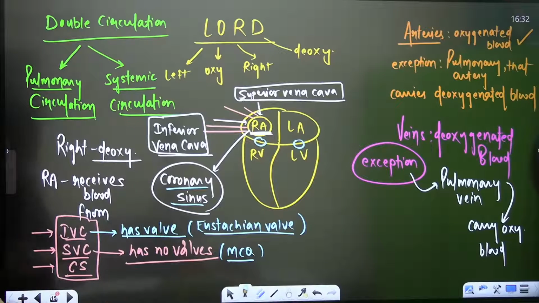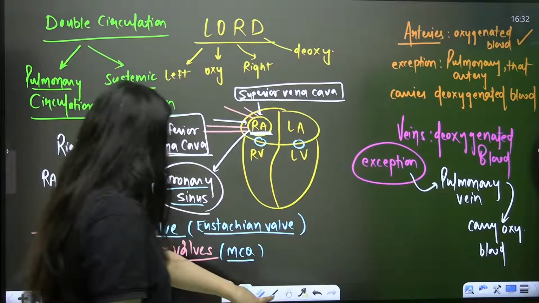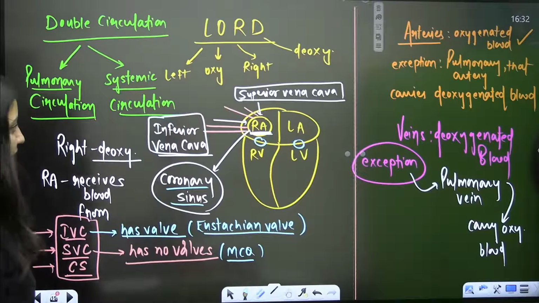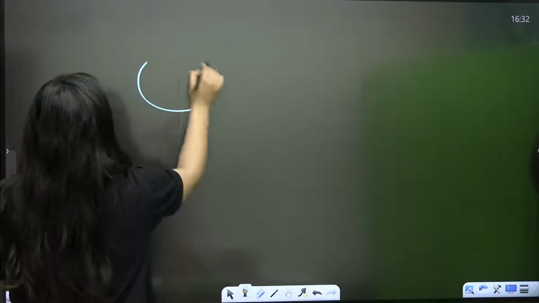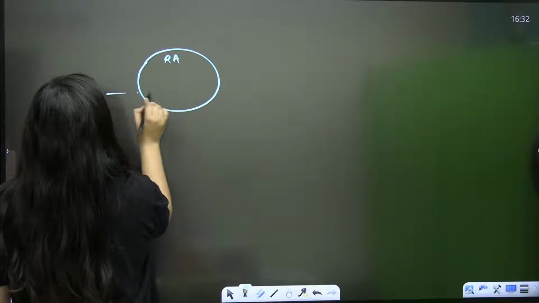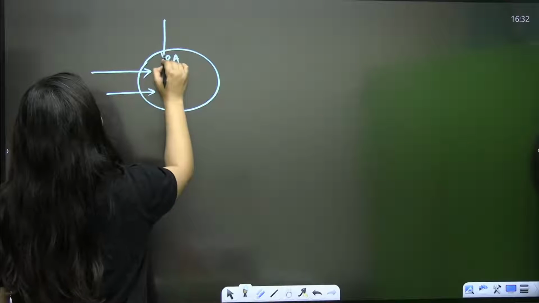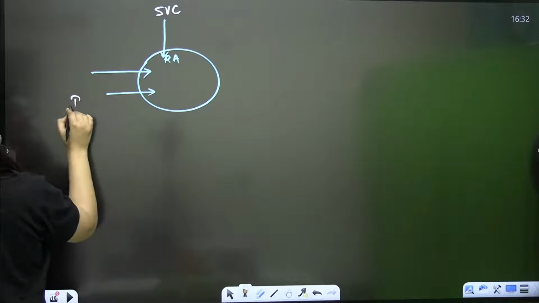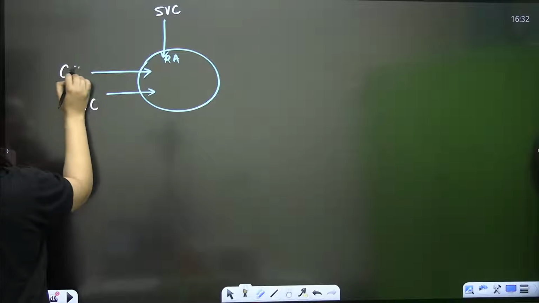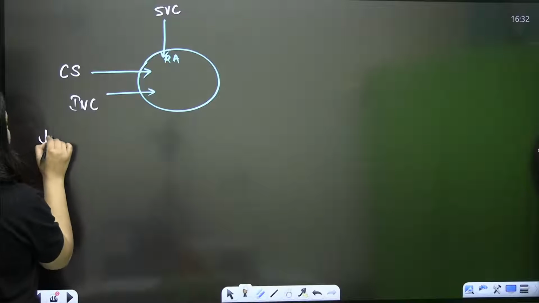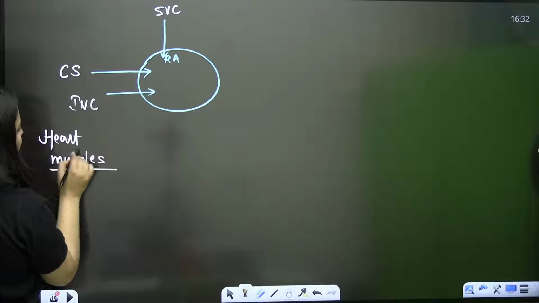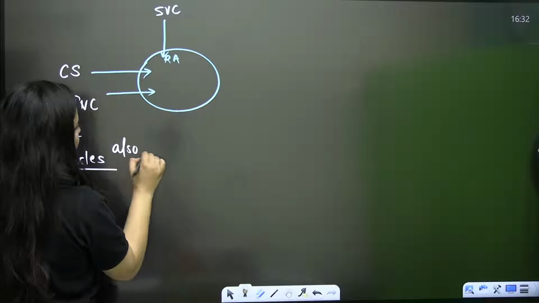Now the question here is, what is the coronary sinus? Let me explain this. As of now, our interest is the right auricle. As I said, it is receiving blood from superior vena cava, inferior vena cava, coronary sinus. So actually, heart muscles, because they will never get fatigued, also receive oxygenated blood.